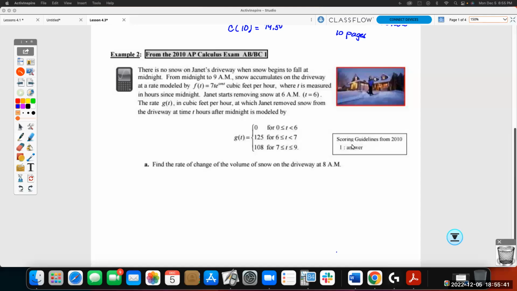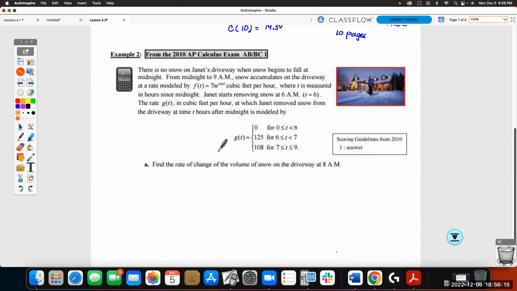All right, let's take a look at example number 2 of 4.3. This came from the 2010 AP Calculus exam AB/BC. You see, there's only one problem here, but basically this is a problem with several sub-problems within it. So we're just doing one of those problems. And this is calculator active, so make sure that you have your calculators with you.